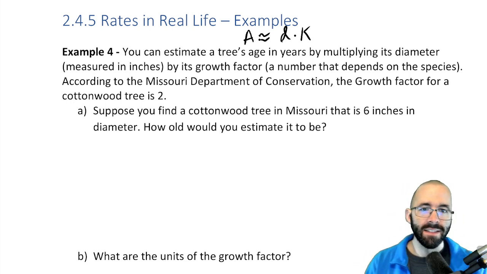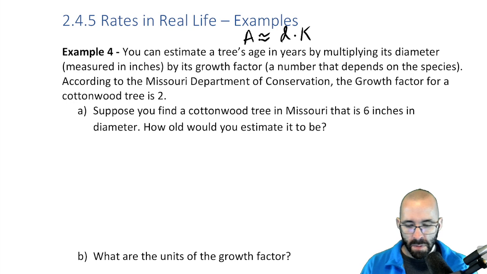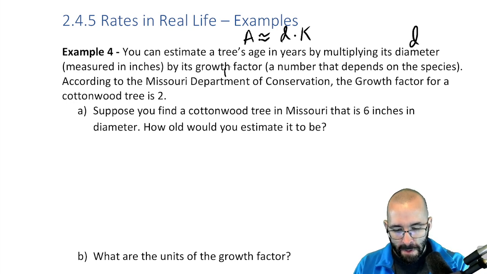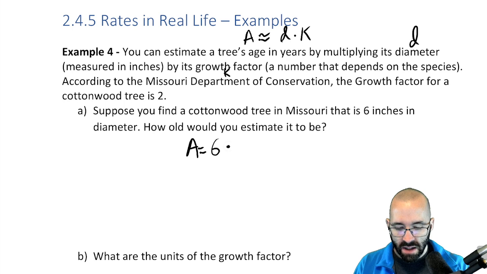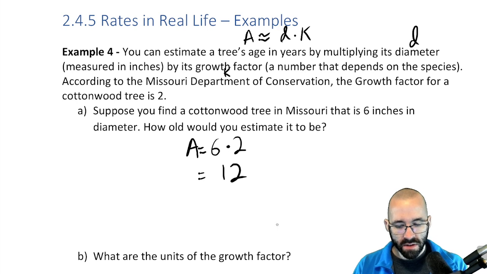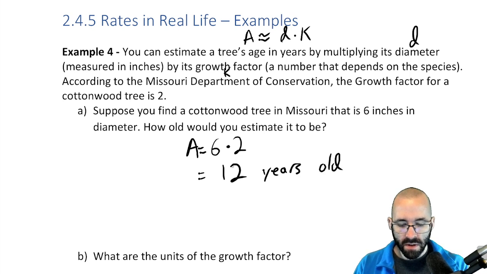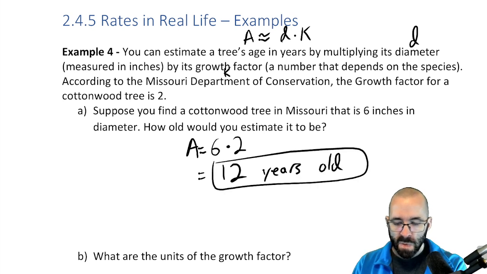If you wanted to write it as a function, here age will be its diameter in inches, which is 6, times its growth factor, which we said was about 2. That gives 12. And the age is in years, so about 12 years old, approximately.